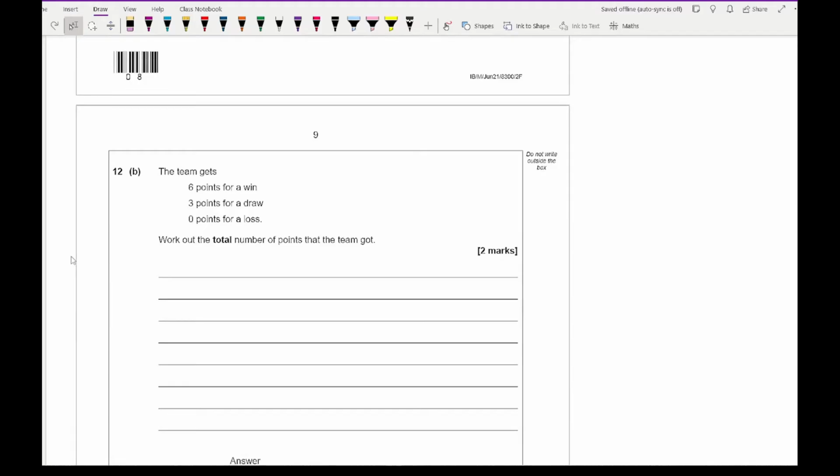The next question then says the team gets 6 points for a win, 3 points for a draw, and 0 points for a loss. Work out the total number of points that the team got. So for this, what we need to do is look at the home games.